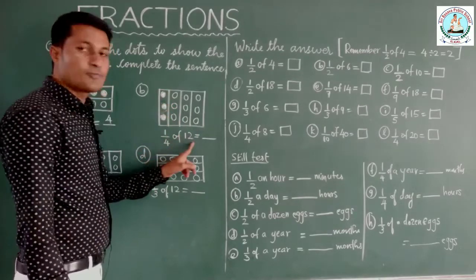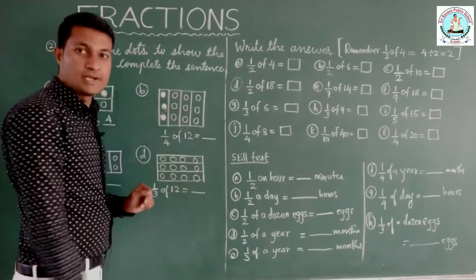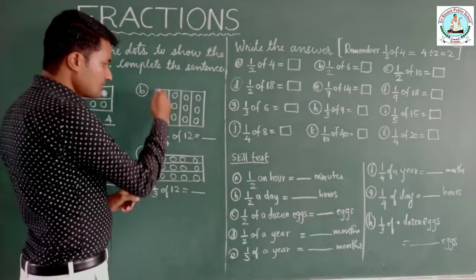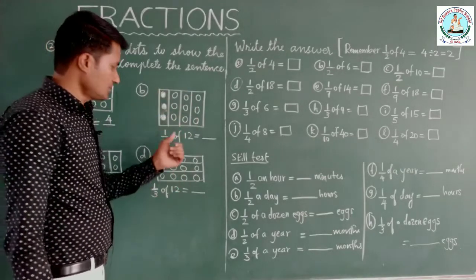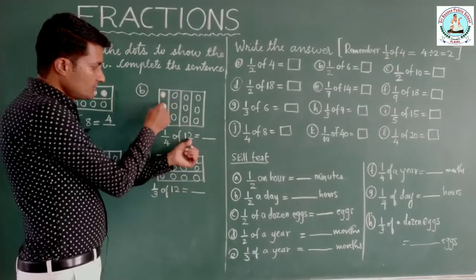So 1/4 of 12. There are 12 dots in total, and out of 12 dots we have already colored 3 dots. So 1/4 of 12 is how much? Just count here, 3 dots.